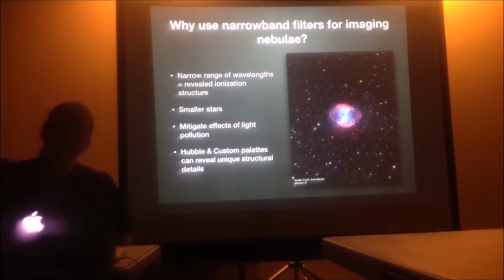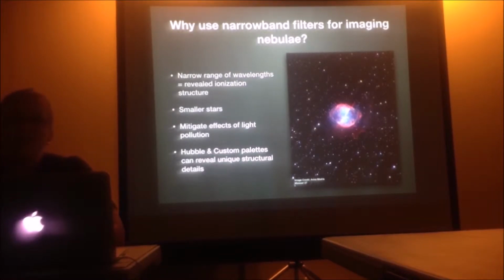Another reason is you get unique palettes, unique colors that can show the different ionizations of the gases and the interactions of how these objects work together more than you would see in RGB.